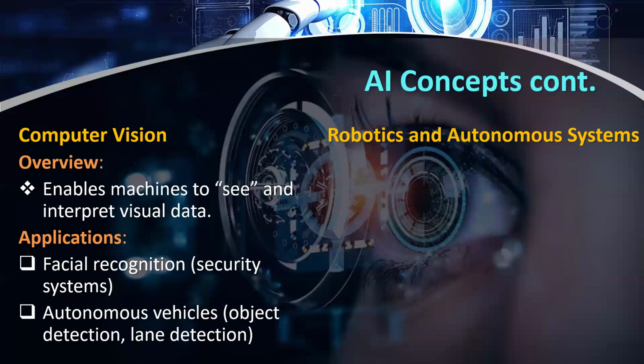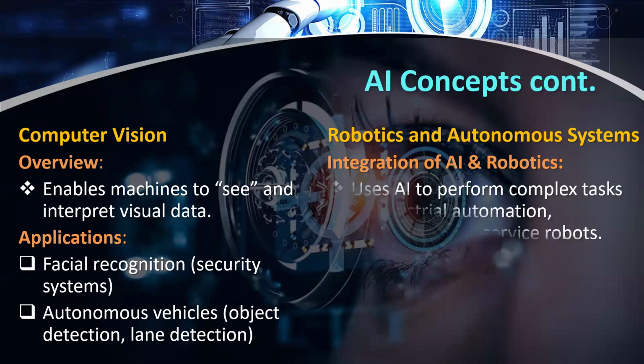Now, another one is robotics and autonomous systems. Cool, robotics. Yeah, so robots are part of AI. And this is how they are integrated in that robots use AI to perform complex tasks in industrial automation, healthcare, and service robots. So basically, for a robot to work, mostly they use rule-based algorithms, or nowadays they use more complicated algorithms, such as regression, to work around issues or to work around tasks.